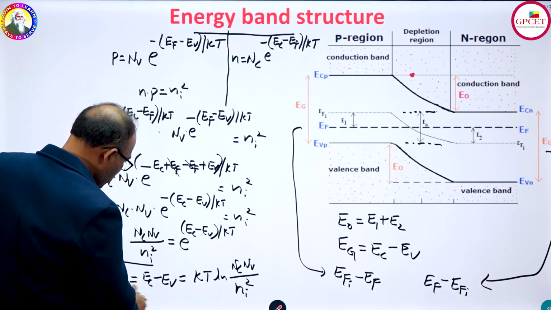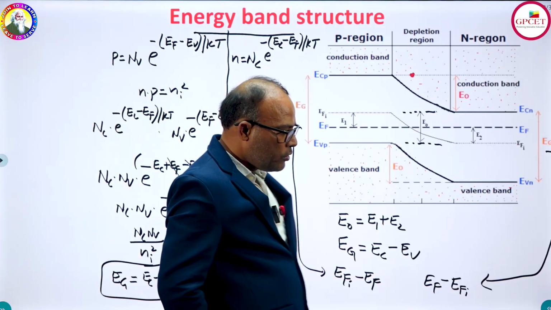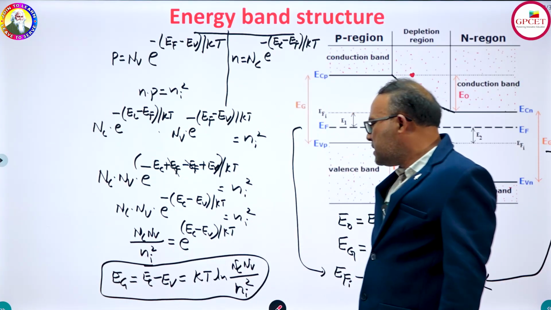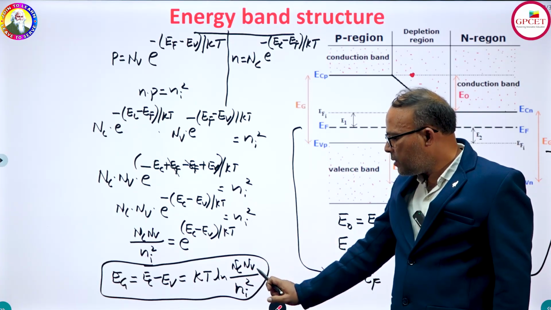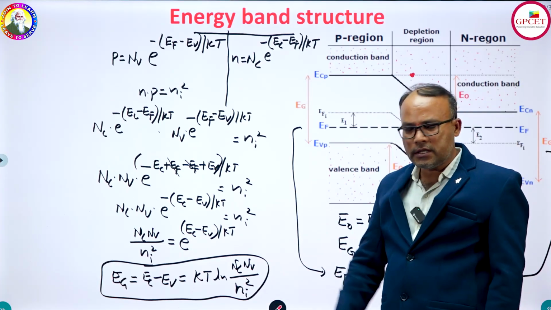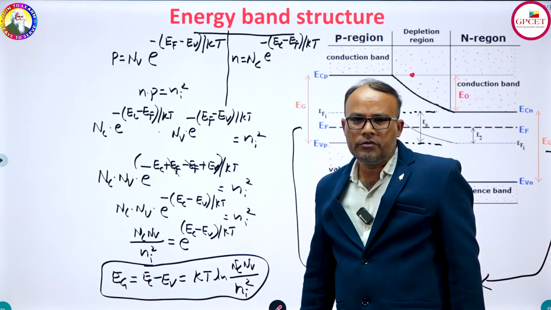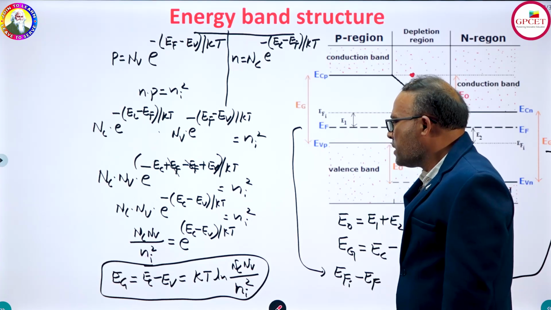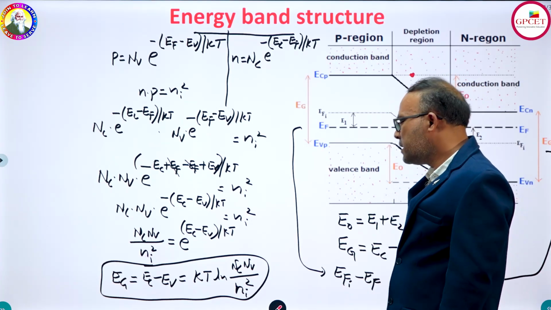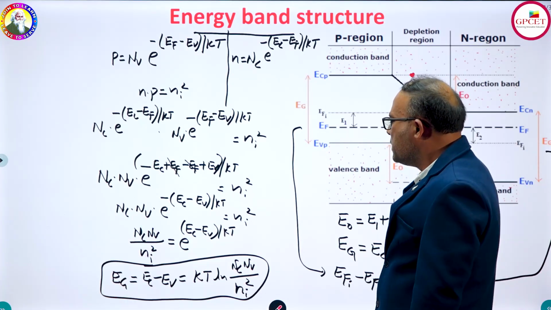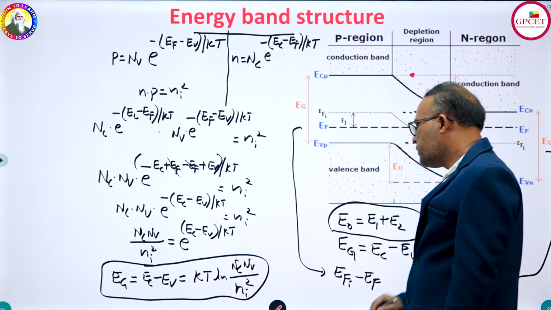Energy gap is equal to Ec minus Ev, that is equal to kT ln (Nc Nv divided by ni squared), where Nc is called the effective mass of electrons in the conduction band, Nv is called the effective mass of holes in the valence band, ni is called the intrinsic concentration, and kT by q, you know already, is a volt equivalent temperature. So this is called the energy gap Eg, which is equal to kT ln (Nc Nv by ni squared). Next, let us have the equation for E naught in terms of Eg.